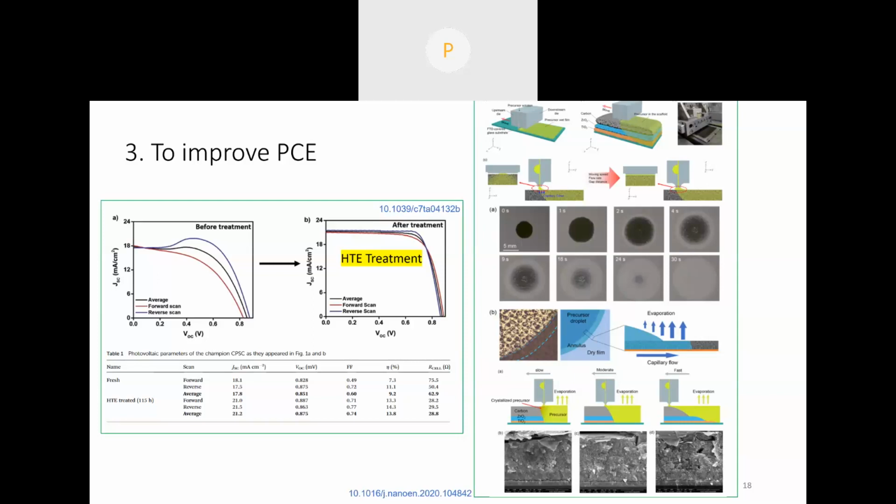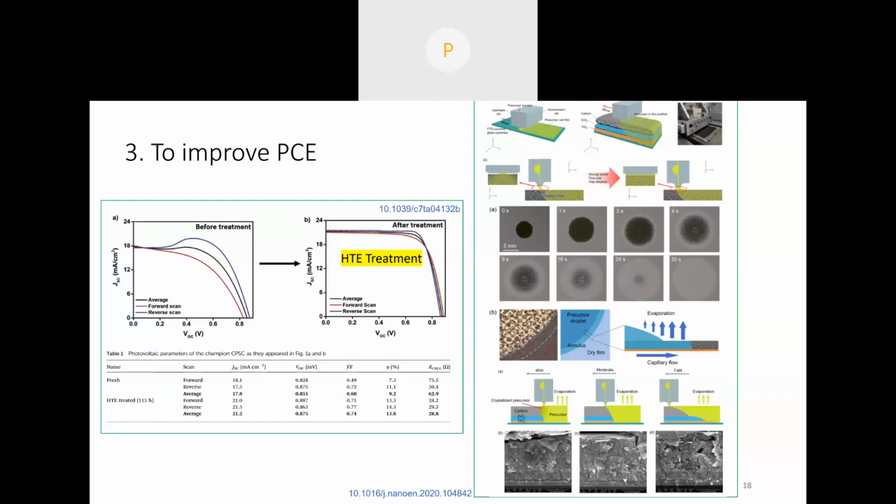There is one report in which they used humidity treatment. After device fabrication and perovskite infiltration, they kept the device in a moisture atmosphere for some time, around 200 hours, and they checked the effect on the device performance at 115 hours. They found that if your fresh device gives an efficiency of, on average, 9.2%, after the HT treatment the efficiency reached 13.8%.